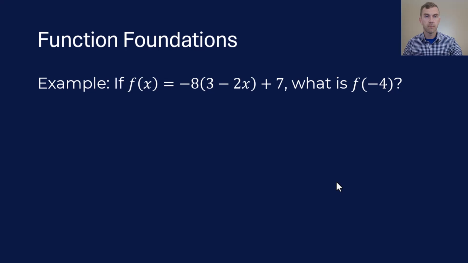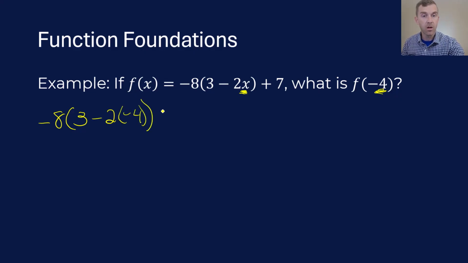The fifth concept we see in the algebra category is the function foundations. Here we're often evaluating linear functions for a given x. In this case, we're going to take negative 4 and substitute it into the equation for every x and evaluate that function. So if we do this by hand, we have negative 8 times 3 minus 2 times the quantity negative 4, plus 7. We need to do our multiplication inside those parentheses first and pay attention to our negatives.